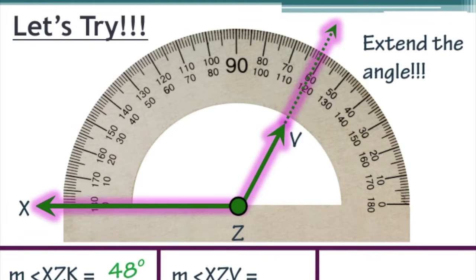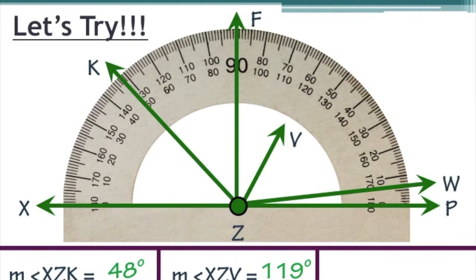So what's the measure of angle XZV? And how do we find it? Do we use the inside numbers or the outside numbers? Well, again, we use the inside numbers because our ray here, our start ray, goes through 0. And this 0 starts the inside numbers. So we'll go from 0 all the way across, and we'll get to 110, then we'll get to 111, 112, 113, 114, 115, 116, 117, 118, 119. So the measure of angle XZV is 119 degrees.